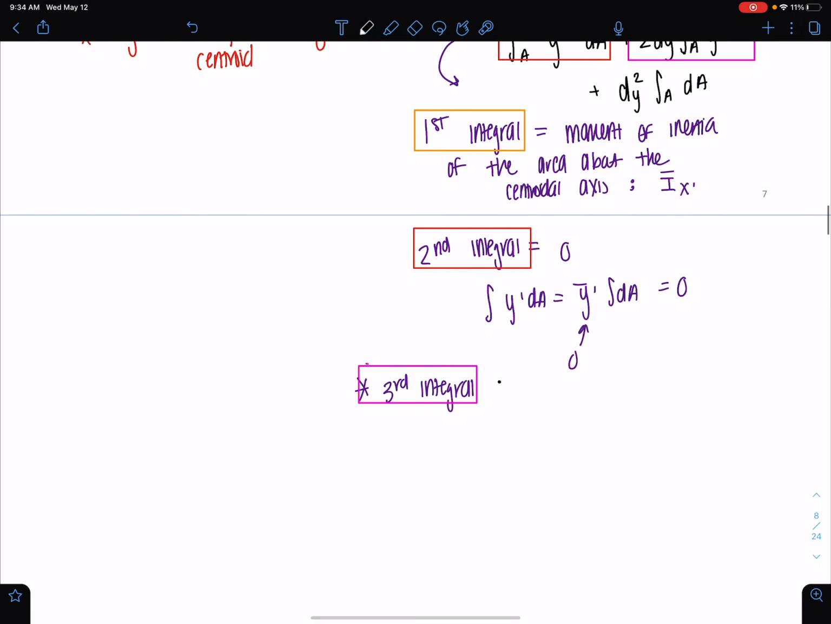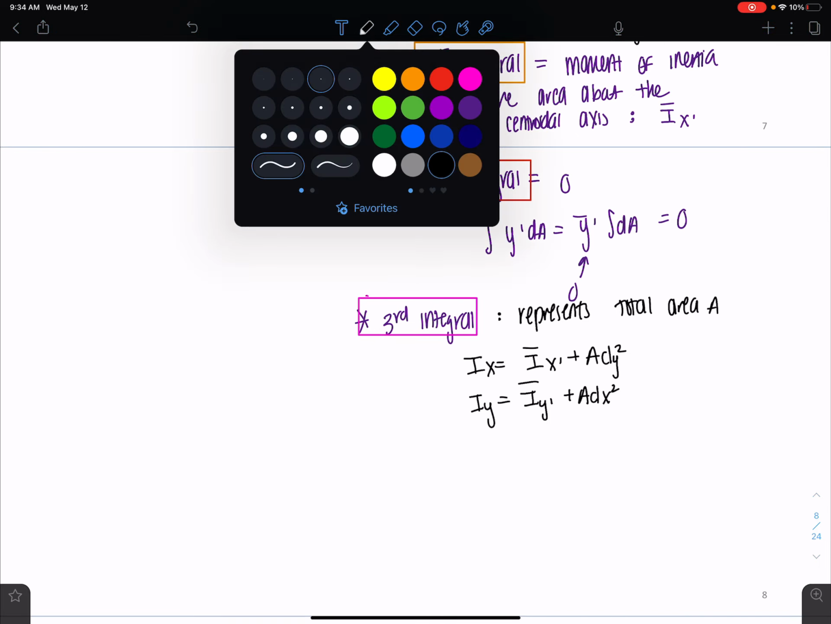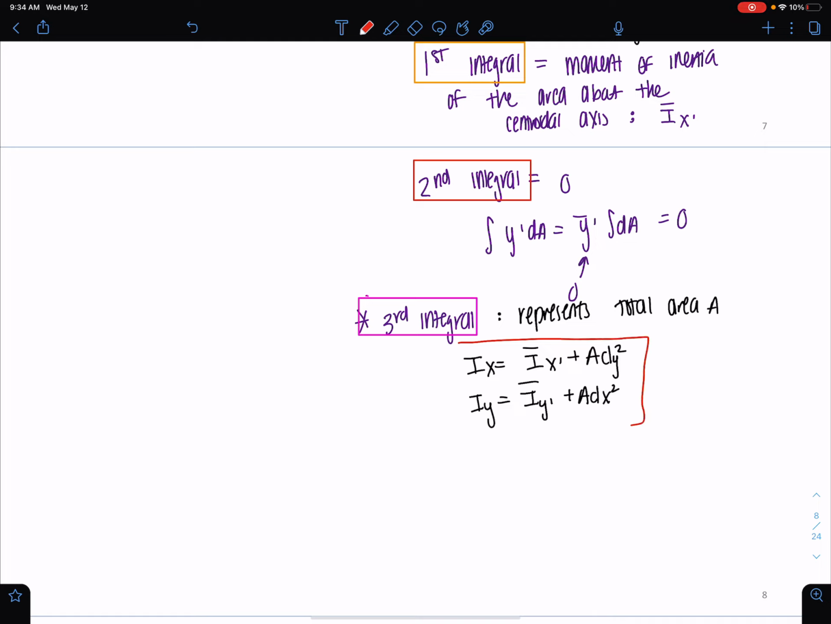This represents the total area A, right? So we would have Ix is equal to Ix prime plus A dy squared, and Iy equals Iy prime plus A dx squared, okay? And these two findings are super important. These are parallel axis theorem.